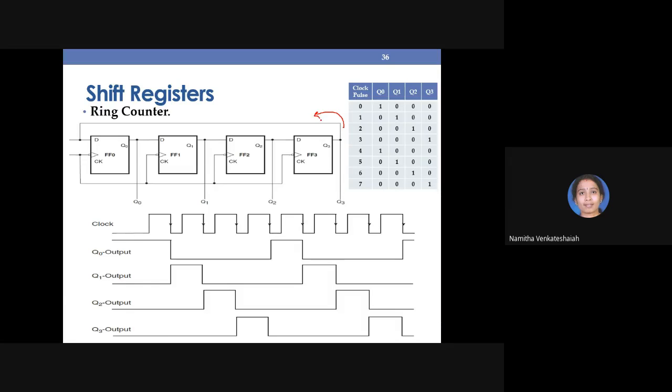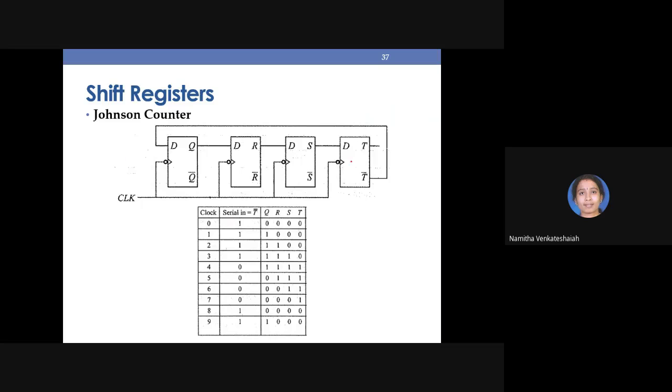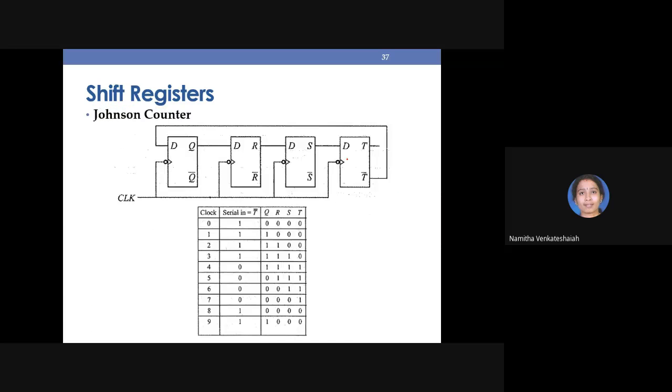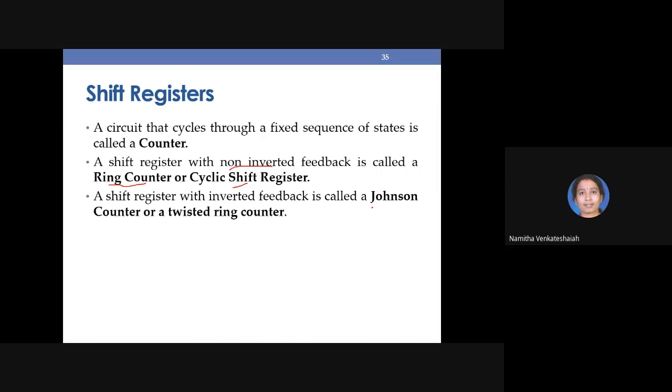So whenever you are feeding back Q3 to the first flip-flop, we are going to call it a ring counter. Similarly, here, the inverted output, that is Q3 bar, is given as feedback. That's why it is called a Johnson counter. Look here, normal output, if it is given as feedback, ring counter. Inverted output, if it is given as feedback, that is Johnson counter. That's what is written here.